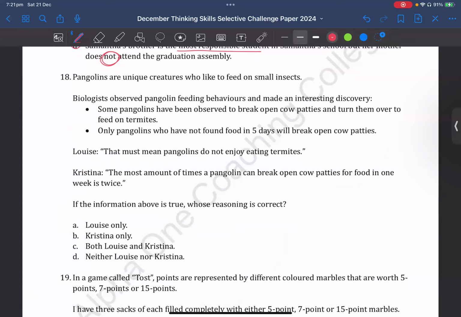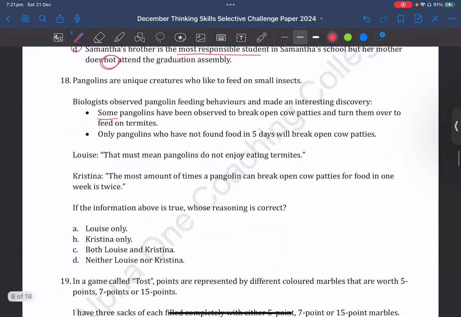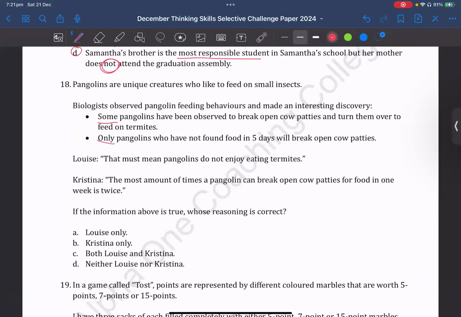Pangolins are unique creatures who like to feed on small insects. Biologists observed pangolin feeding behavior and made an interesting discovery. Some break down cow patties and turn them over to feed on termites, and only those who haven't found food in 5 days. So moving on, Louise is wrong because they only break open the cow patty if they haven't found food in 5 days, but you don't know, they could enjoy the termites at some other point. You don't know if termites are only found in these cow patties, which is why that's wrong.